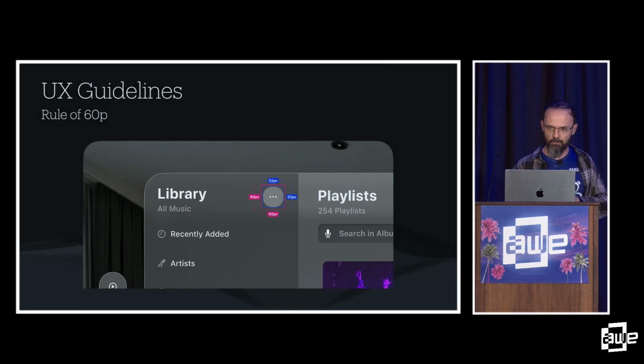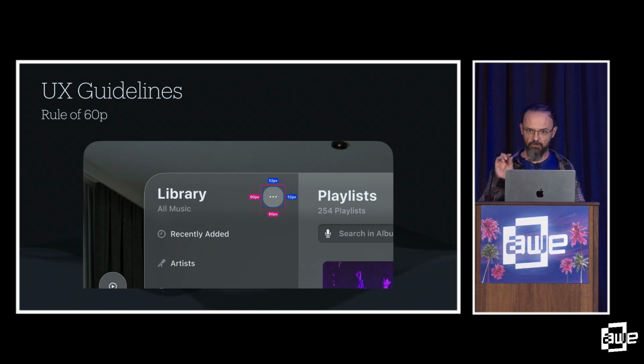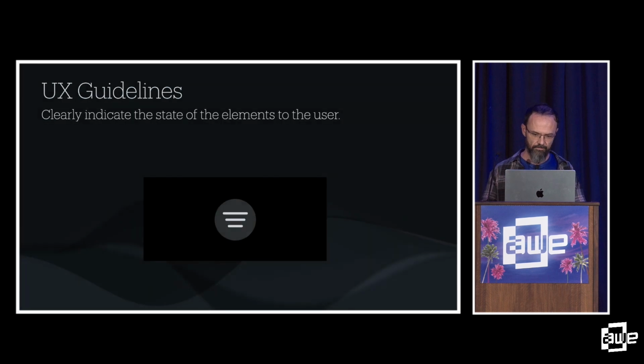There is something called the rule of the 60 points. Interactive elements in visionOS apps and games must have a target area of at least 60 points. This means that the entire interactive element, including the padding, must be at least 60 points wide and 60 points high. Don't make it smaller because it's going to be very hard to interact with it, using the indirect gesture to select it and then eventually pinch it or do any interaction with it.